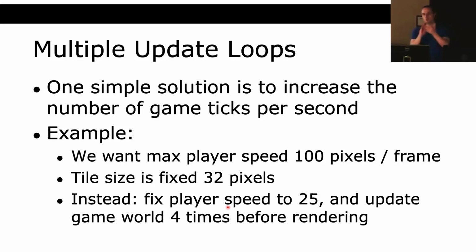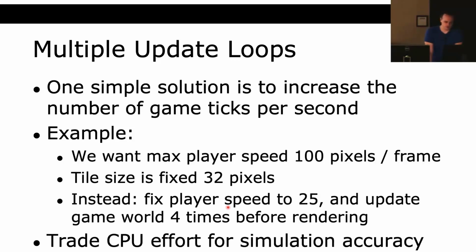So if we do 1 update per render at 100 pixels or 4 at 25, it's going to look identical to the player. They don't see the game updates happening in the background. They only see the end result, which is when it's rendered. And so we are trading CPU effort for simulation accuracy. And whatever the universe is doing, if time is continuous or if we actually move in really discrete time steps in the physical universe, that is what we would want to do.